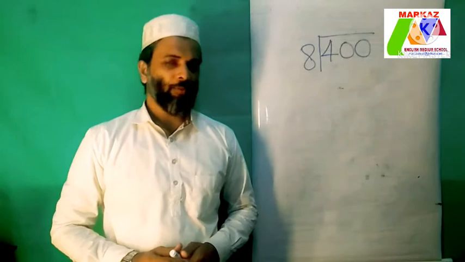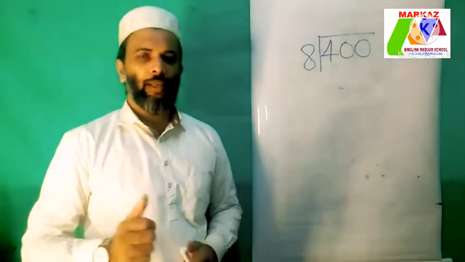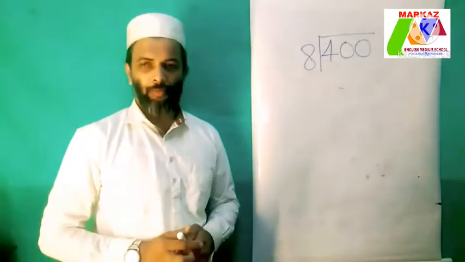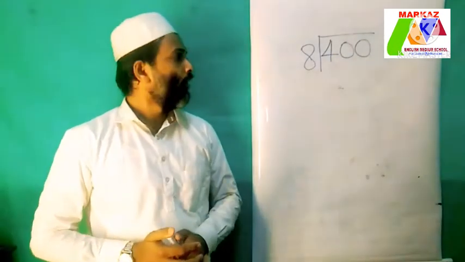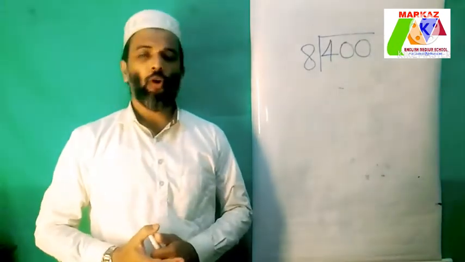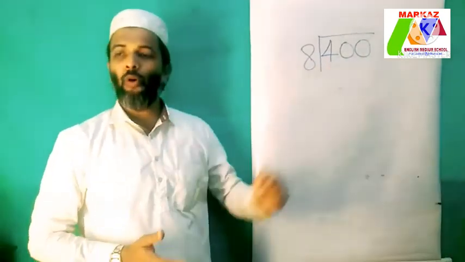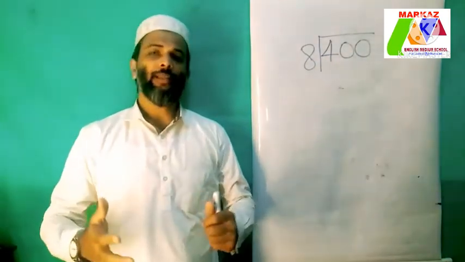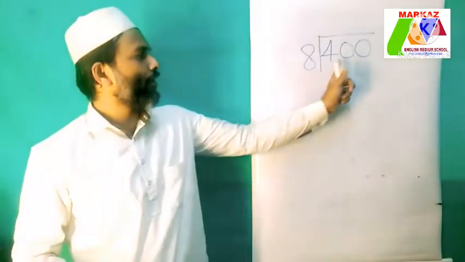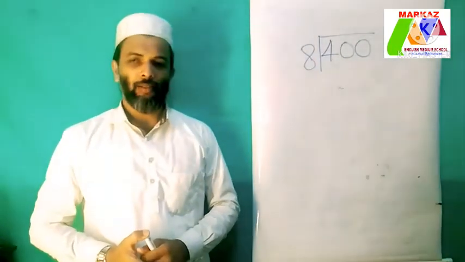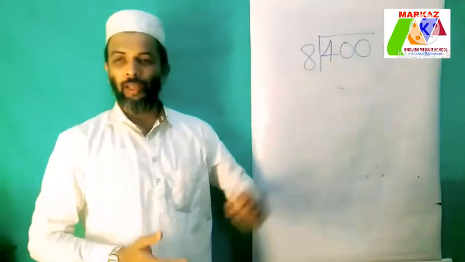Check your division steps. Listen here. How many 8 in 4? 0 times. Because 4 is smaller than the 8. So take first two digits together. How many 8 in 40?